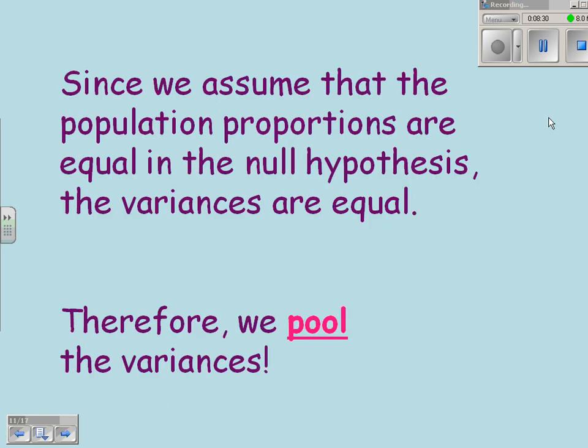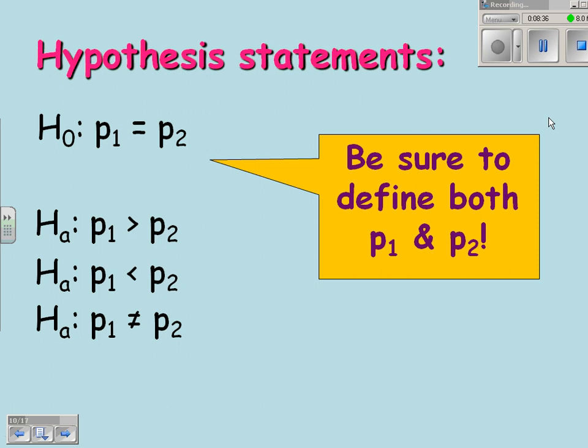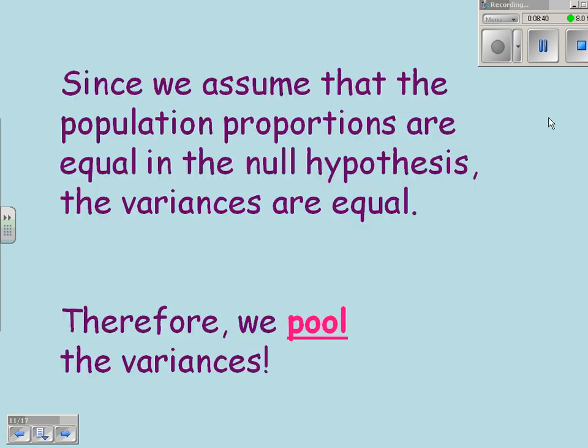Now, since we're assuming that the population proportions are equal in the null hypothesis, remember back to our null hypothesis, we're assuming that the proportions are the same, P1 equals P2. That would mean that the variances are equal, and therefore we can pool. When we're doing mean testing, we never pool, but when we're doing proportion testing, we will pool.